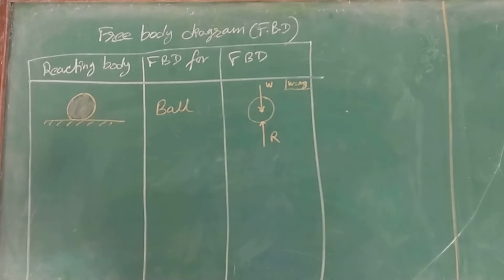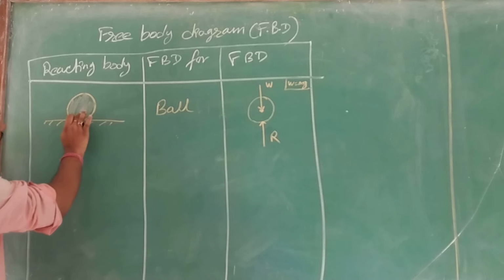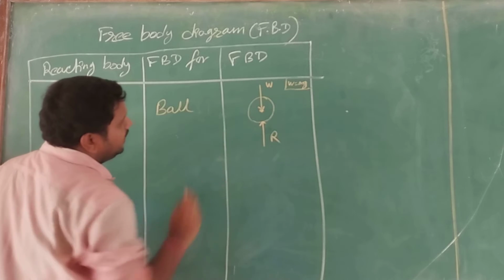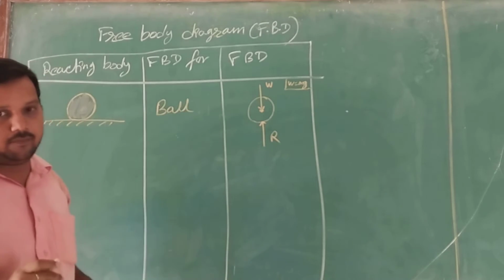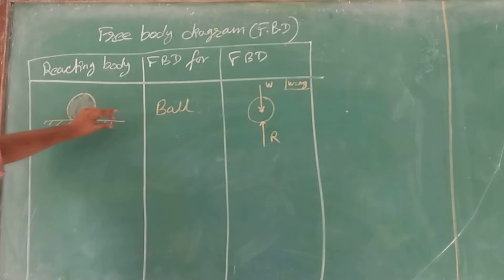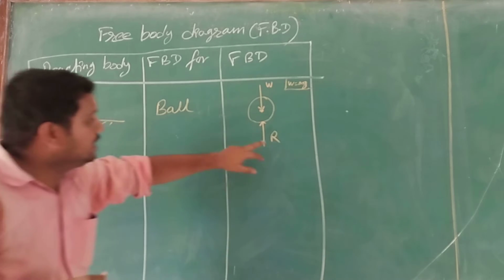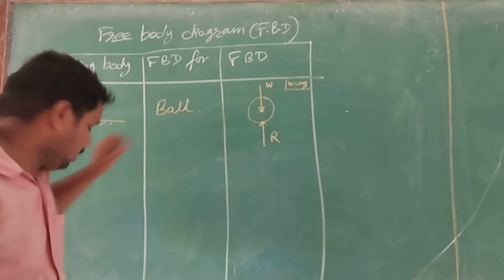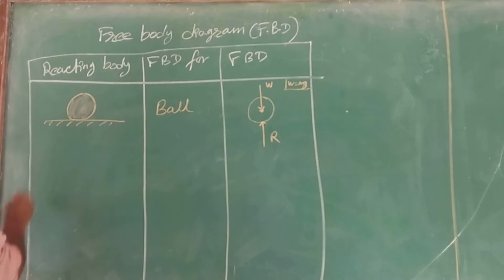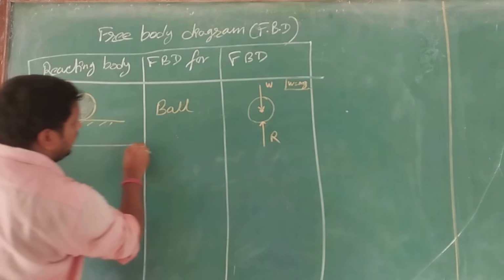I'll say once more. The weight of the ball always acts vertically downward, so I have written it as W. And the reaction given by this table on the ball is R. So that is my FBD for the ball. Next, we shall see another example.